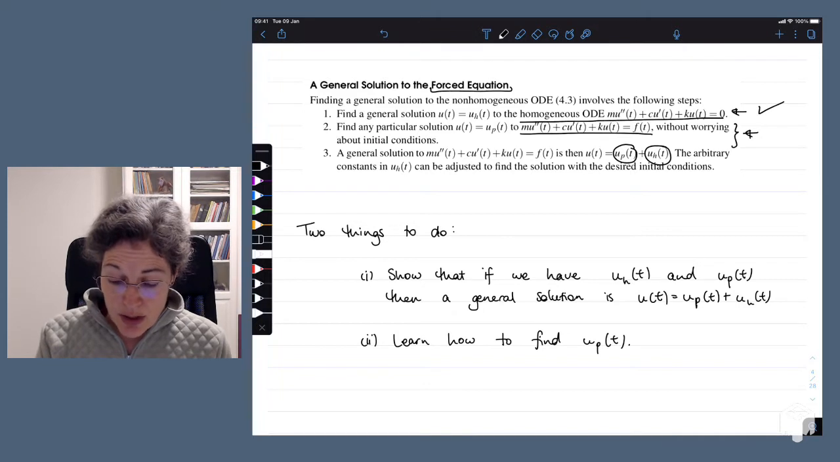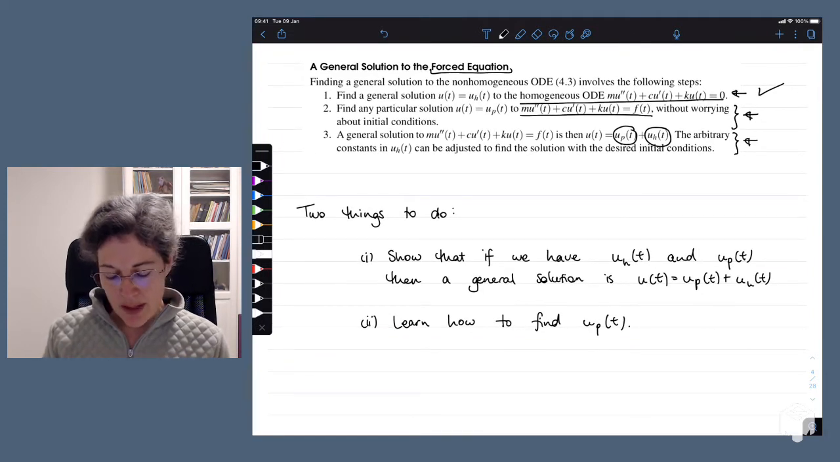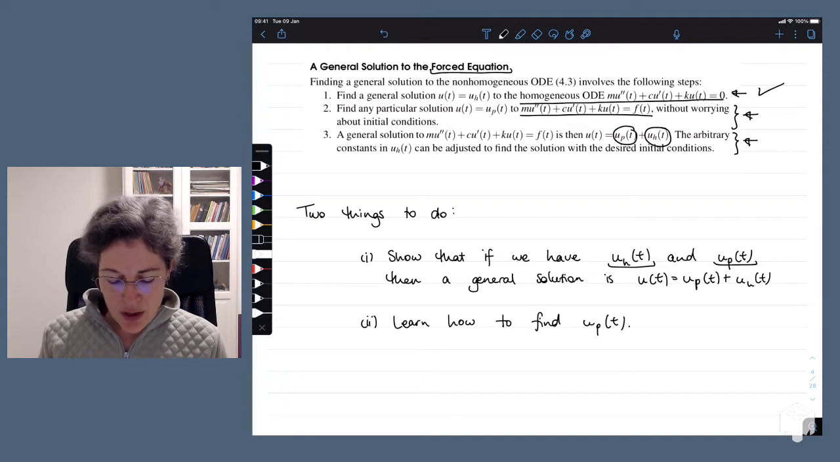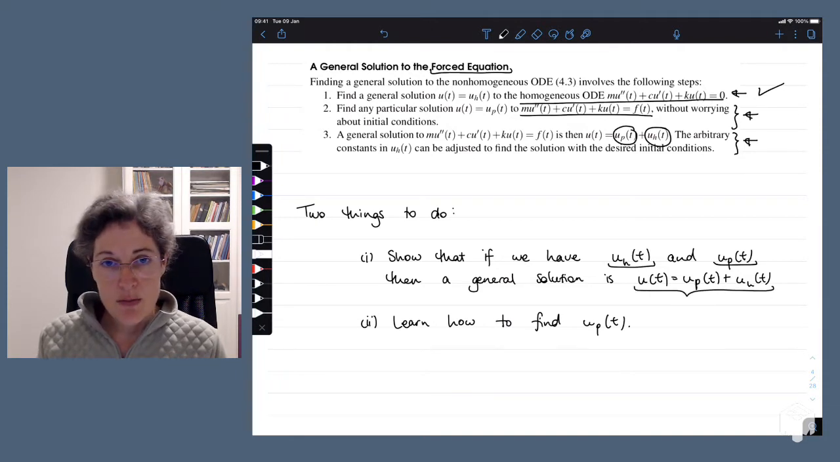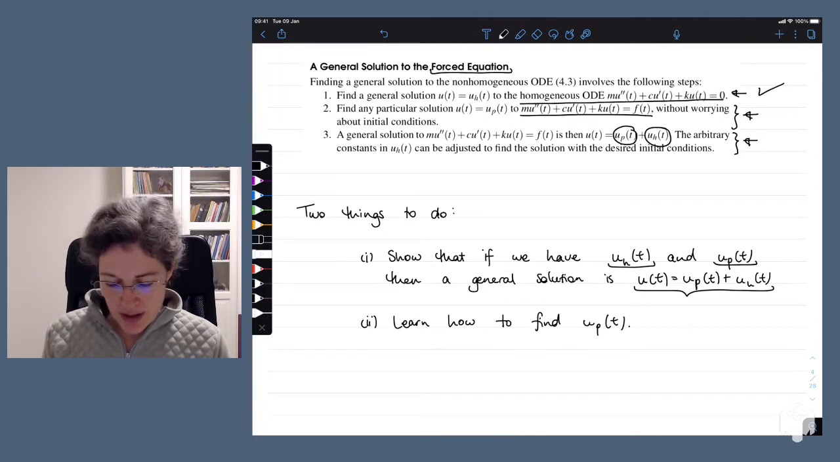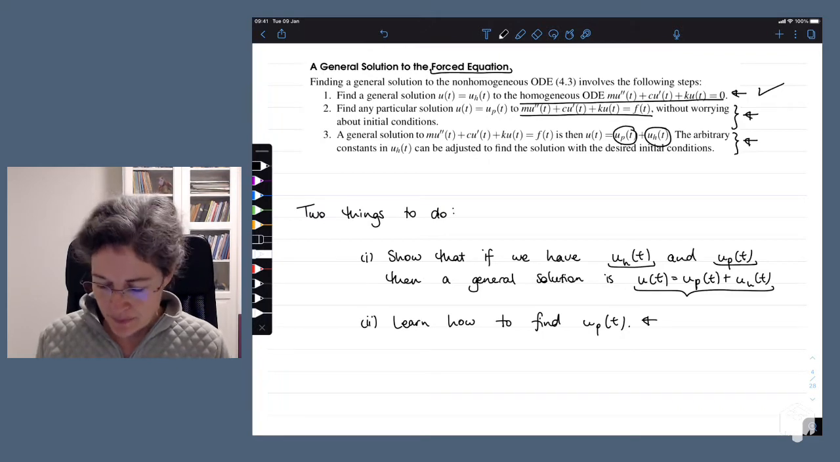The other thing that we need to do is a quick check. Does this make sense? So the two things that we need to do are, first, to show that if we can find our general solution to the homogeneous equation and a particular solution to the forced equation, then a general solution is actually given by this. I don't want you to just take my word for it. We're going to show that. And then the next thing we're going to do, which takes up most of the time, is find out how we find these particular solutions.